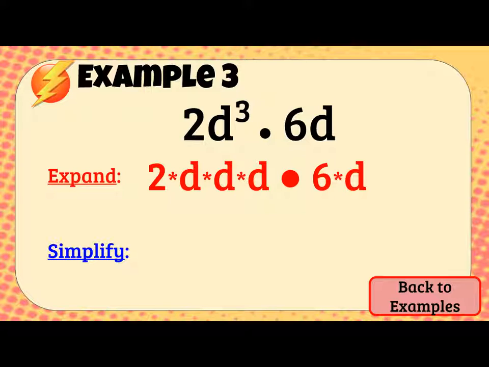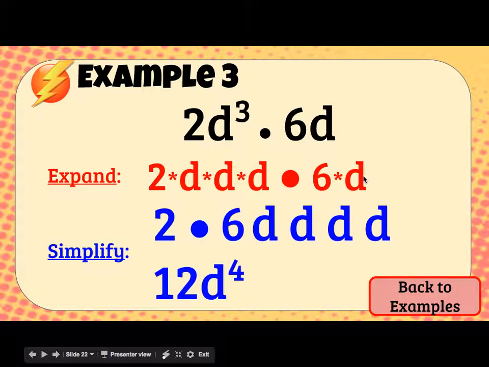Yeah, because if we multiply 2 times 3, or 3 times 2, it means the same thing. So we can rearrange this to help us out a little bit. If I were you, I would say, okay, the 2 times the 6 first, put the numbers together and put the variables separate. So really, 2 times the 6 is 12, and then you have 4 d's, so d to the 4th power. So this is the third example.